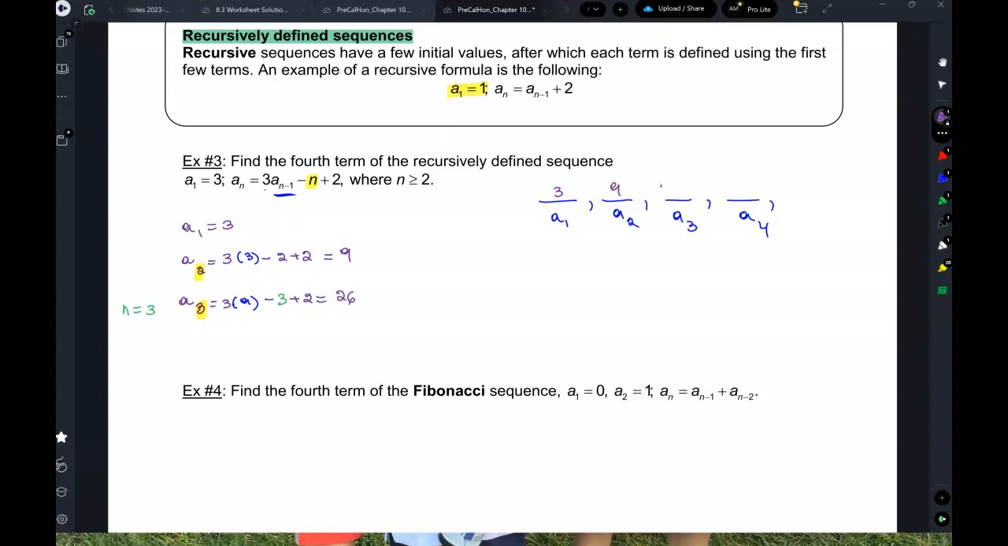So here we got 9, here we got 26. Let's do another one. Let's do a sub 4. We have to do another one anyway. So how much is n in this term? 4. A sub 4 means n equals 4. So this is going to be 3 times a sub n minus 1. That is the number right before. The number right before this was 26.